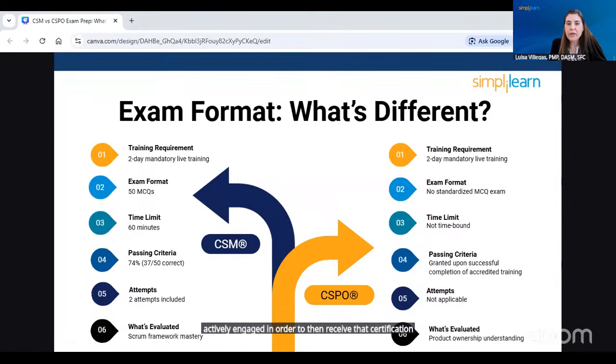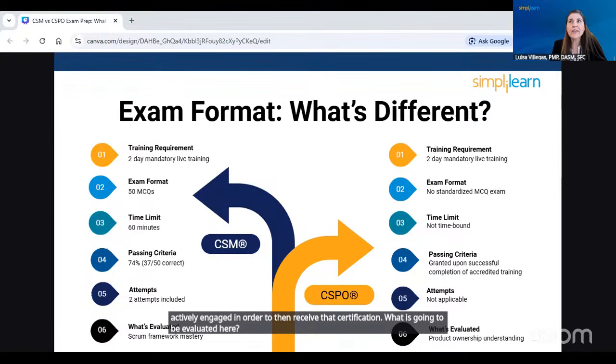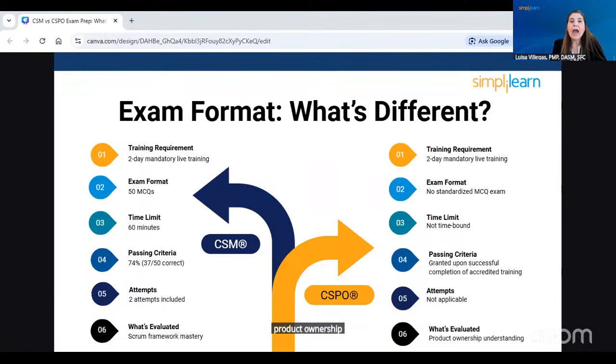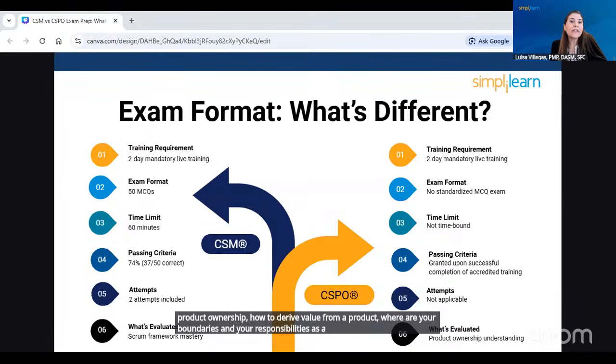What is going to be evaluated here? It's more that you are able to understand product ownership, how to derive value from a product, where your boundaries and your responsibilities as a product owner are, what you can delegate and what you cannot delegate as a product owner. That is going to be the focus, vetting the knowledge that you have acquired through that training.